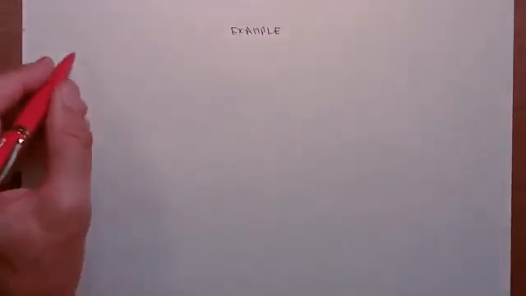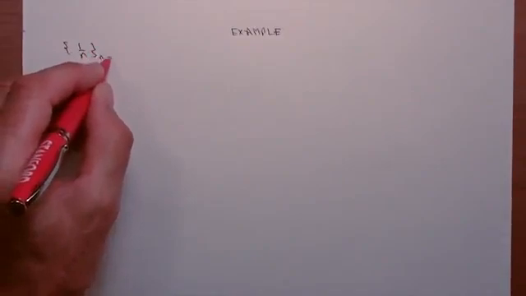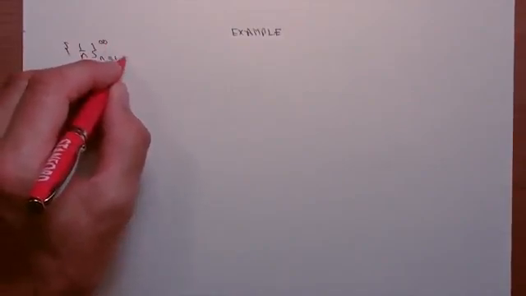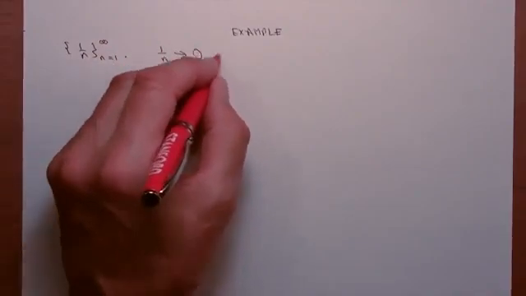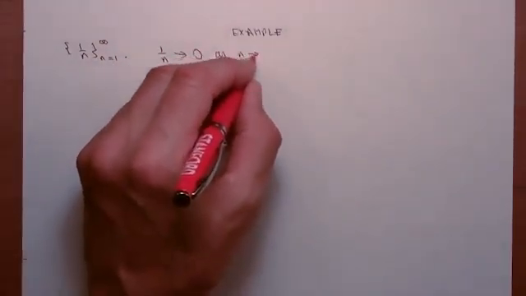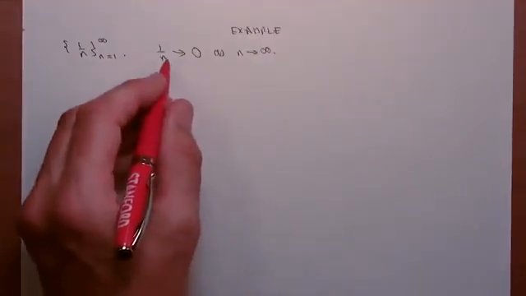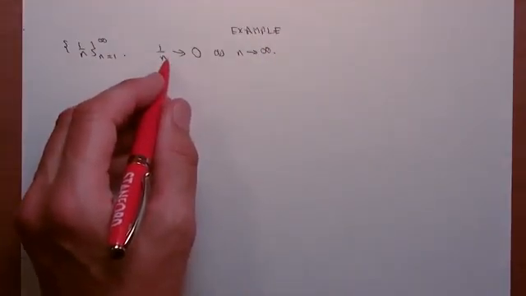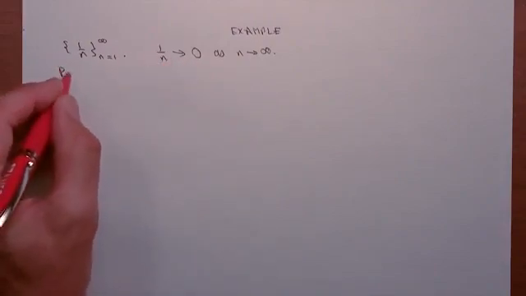First example. Let's look at the sequence 1 over n, n goes from 1 to infinity. Now we know that 1 over n tends to 0 as n tends to infinity. Let's prove this rigorously in terms of the definition of limits that I just gave. Okay, so I'm going to prove that fact.